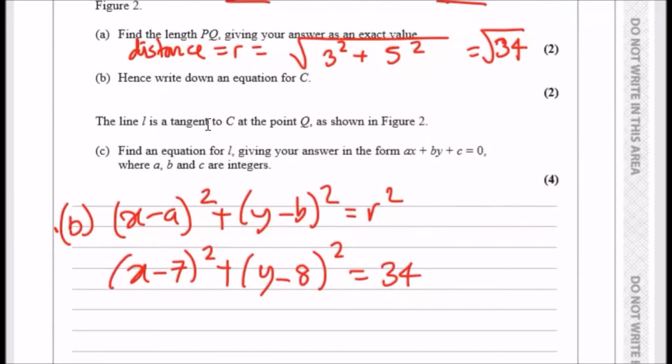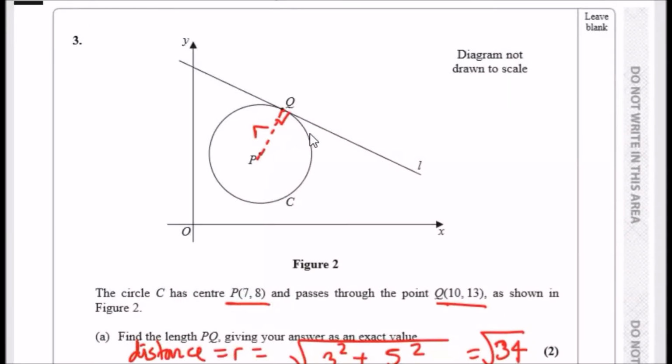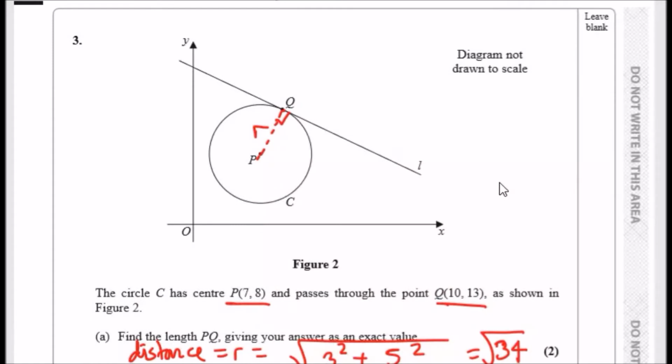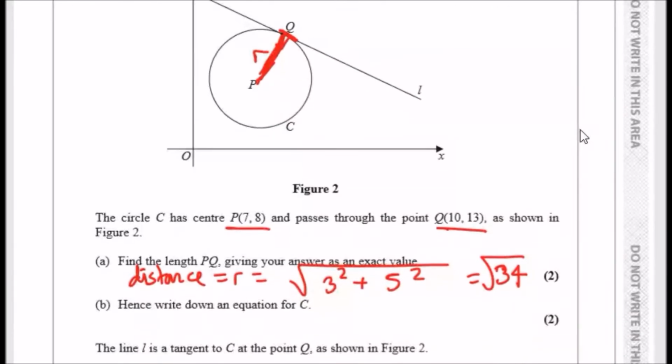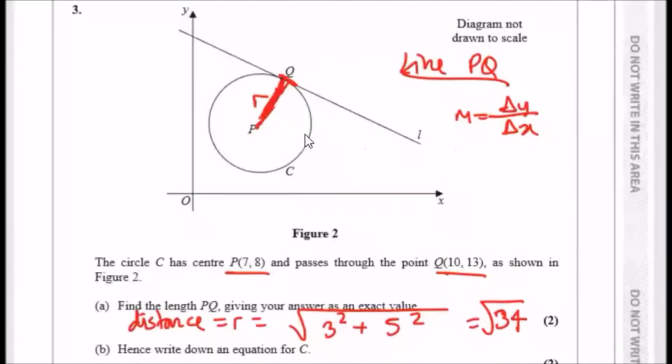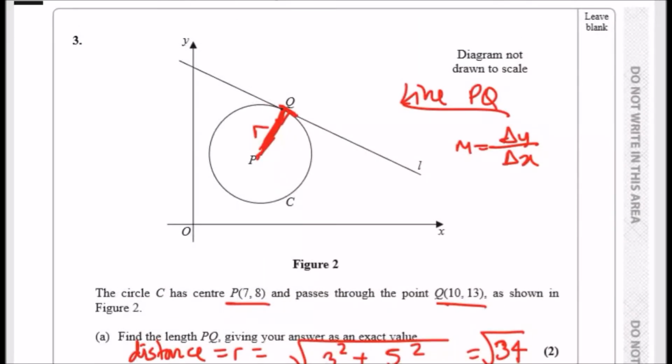Now, next one. The line L is a tangent to C at the point Q. So again, everything we already know. Find an equation for L in this form. Long story short, I would always find the gradient first. Find the gradient of this line and then realize that line L is perpendicular. We can always find the gradient when we have 2 points. For the gradient of the line PQ, it's the change in y over the change in x. The change in y between P and Q is 13 take away 8, which is 5, and the change in x is 10 take away 7, which is 3. So the gradient for the line PQ is 5 over 3.